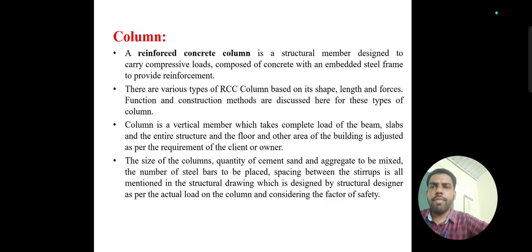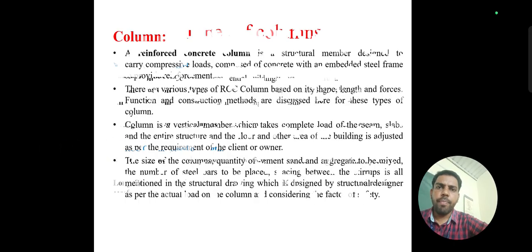The size of the columns, the quantity of cement, sand and aggregates to be mixed, the number of steel bars to be placed, and the spacing between the stirrups are all mentioned in the structural drawing, which is designed by the structural designer as per the actual load on the column, and some factor of safety should be applied.